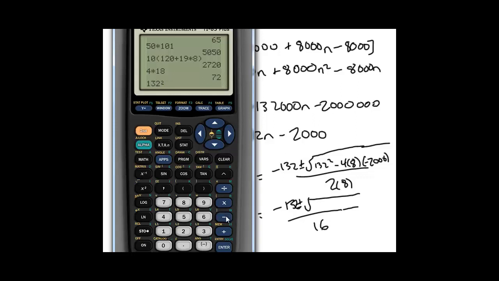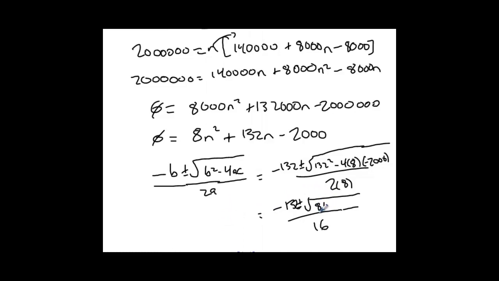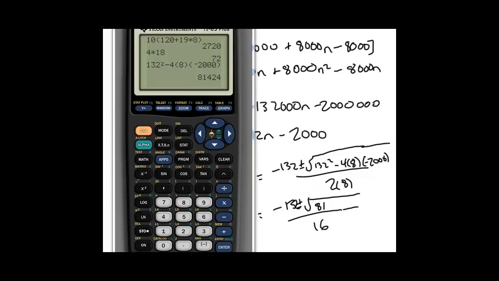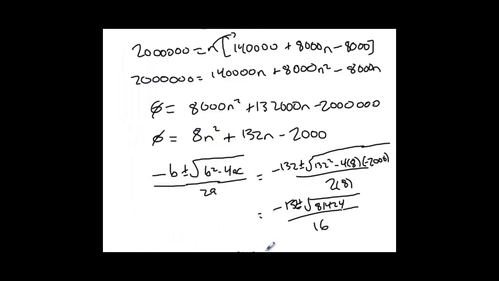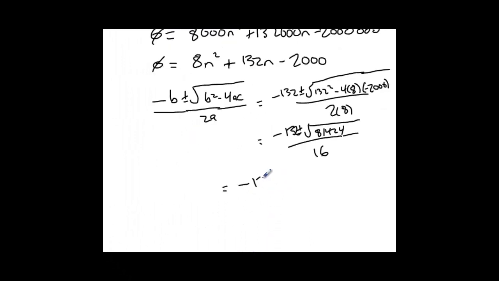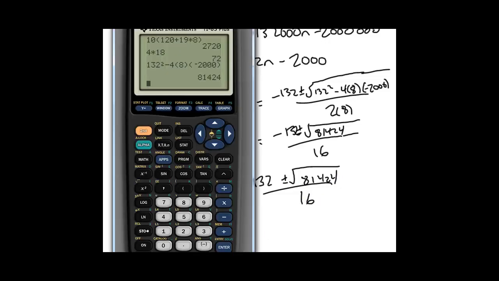So 132 squared minus 4 times 8 times minus 2,000. Oops, too many zeros. Hopefully you remember the term for this. Under the square root sign is called a discriminant. And I've got the value 81,424. Let me rewrite that. So that means we've got negative 132 plus or minus the square root of 81,424, all over 16. To solve this, we're actually going to need to put it into a decimal value.